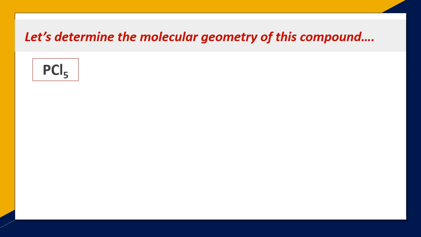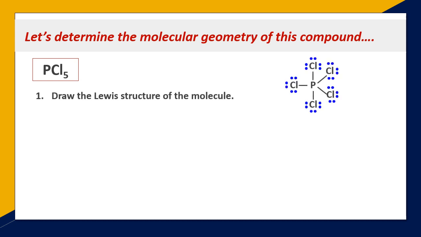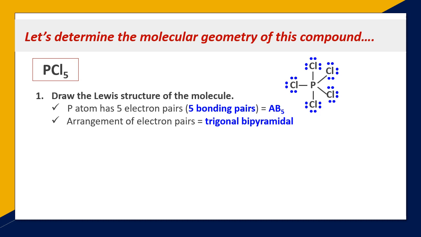Next is phosphorus pentachloride. First, draw the Lewis structure of the molecule. From the Lewis structure, we can identify that the phosphorus atom is surrounded by 5 electron pairs, whereas all the 5 electron pairs are bonding pairs. Therefore, the bonding pairs are arranged in trigonal bipyramidal.